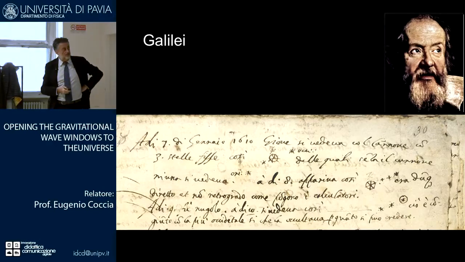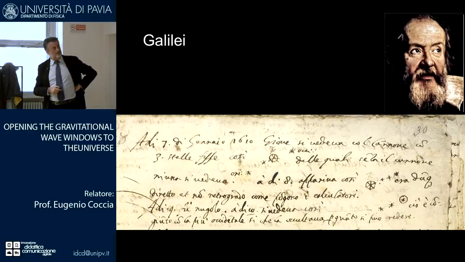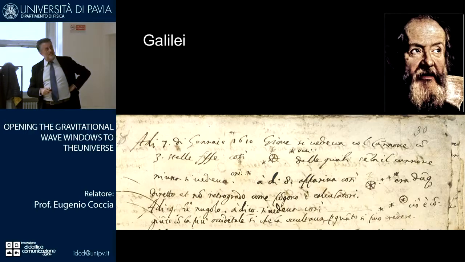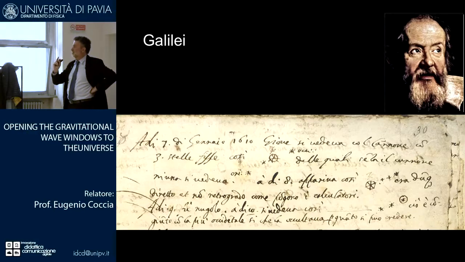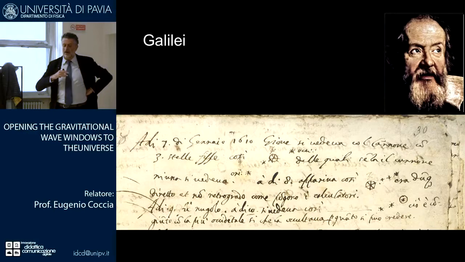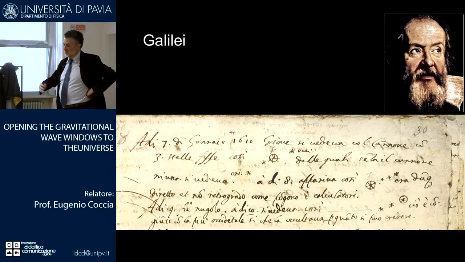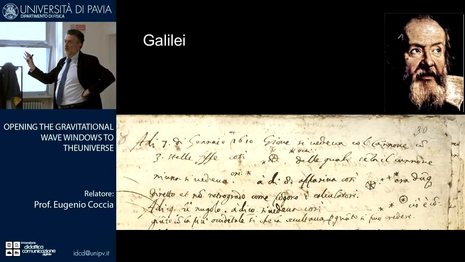Let us read in Italian: "Addì 7 di gennaio 1610 Giove si vedeva col cannone, che è appunto il nome che si dà al cannocchiale, e 3 stelle fisse così." So 3 fixed stars, 1, 2 and 3. This is Jupiter, see the direction of Jupiter. And he says, "delle quali senza il cannone niuna si vedeva." So it was a discovery. 3 lights that were not reported by Babylonians, by Egyptians, by Greeks, by the Bible. No, nothing. It was the discovery of the ignorance.